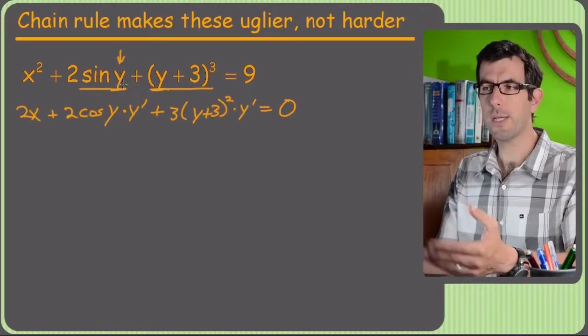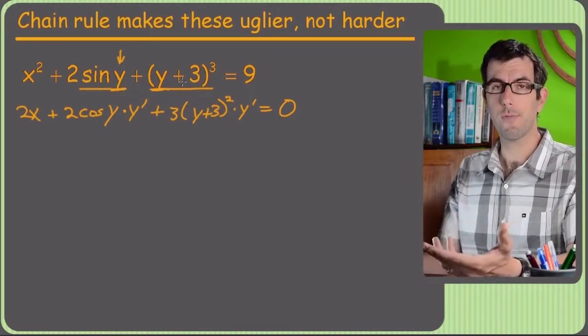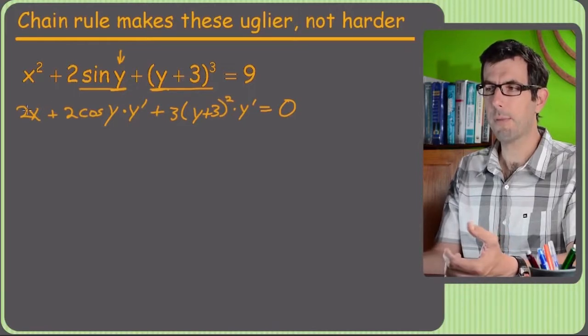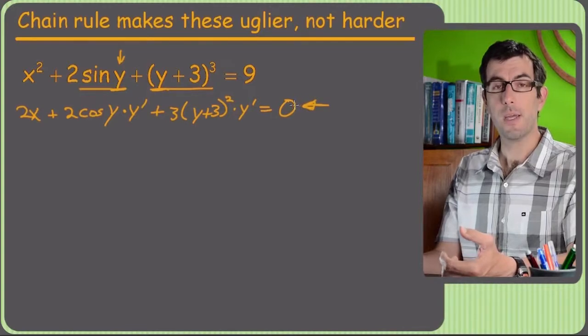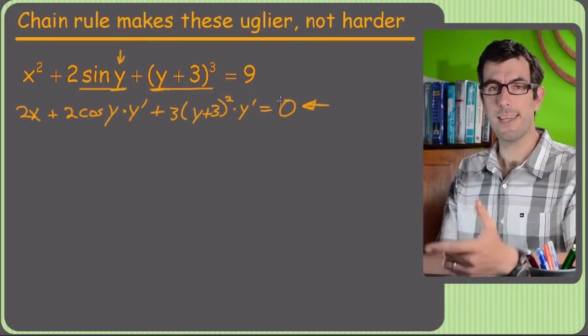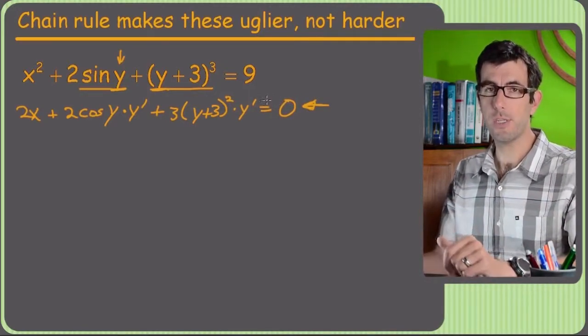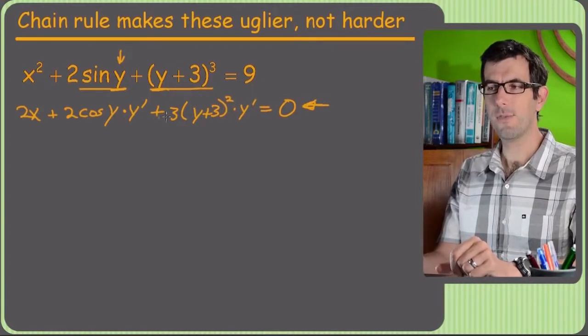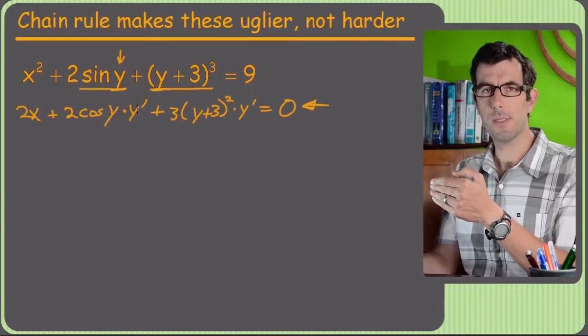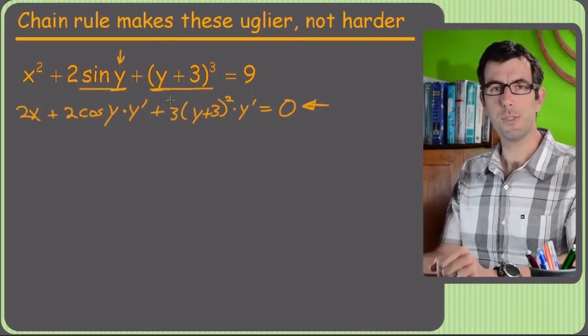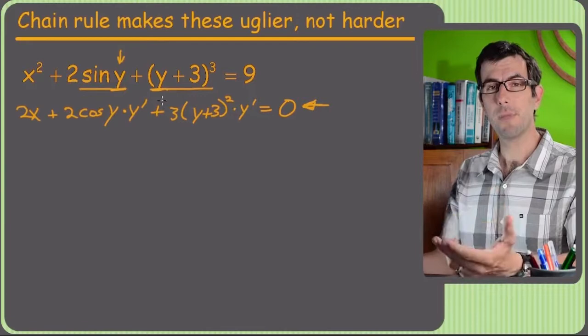If you just count up the number of y's you had originally, you knew you were looking for 2 y primes in this step of the process. And that's just a really great way to double check yourself, because the number one mistake students make in this type of problem, or just implicit differentiation problems, is that you forget one of the y primes. You go through all these derivatives, you leave off one of the y primes, and then you're hosed. And as you'll see in related rates problems, same thing's going to happen.